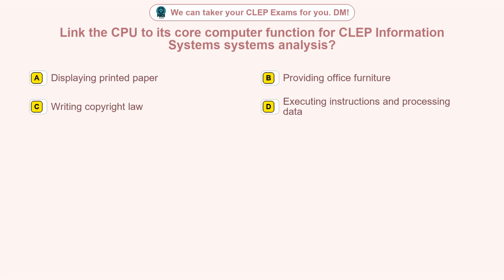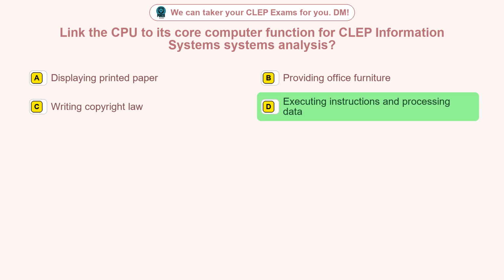Question 51. Link the CPU to its core computer function for CLEP Information Systems analysis. Option A. Displaying printed paper. Option B. Providing office furniture. Option C. Writing copyright law. Option D. Executing instructions and processing data.